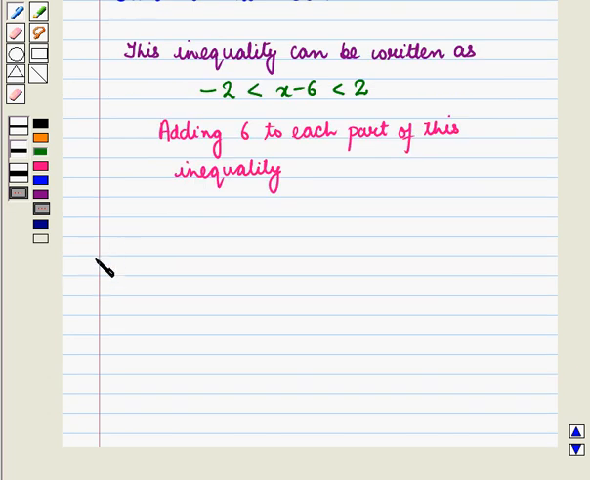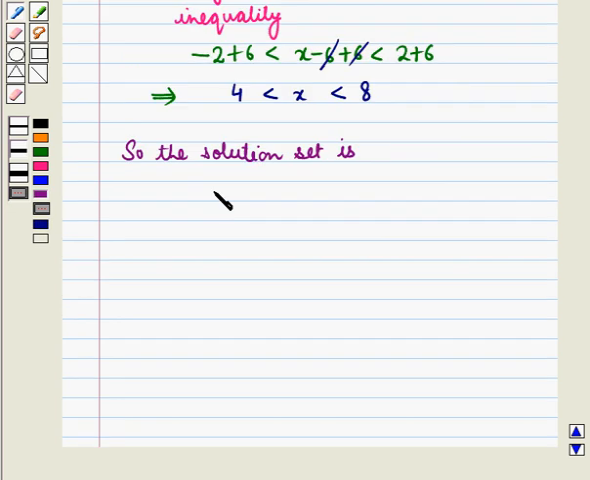Now adding 6 to each part of this inequality, we get minus 2 plus 6 is less than x minus 6 plus 6 is less than 2 plus 6, which implies, now minus 2 plus 6 is 4, is less than x is less than 2 plus 6, that is 8. So the solution set of the given inequality is given as the open interval 4 to 8.